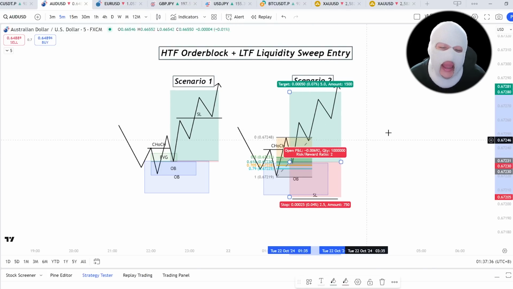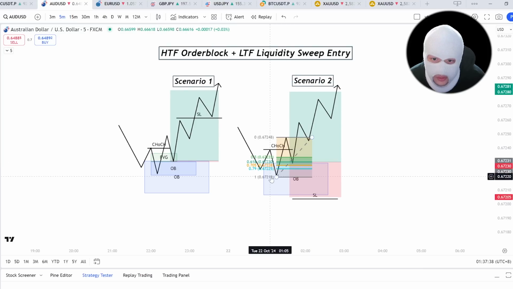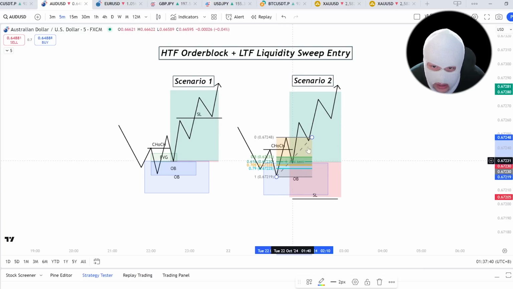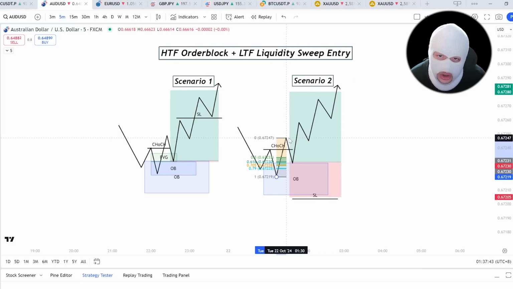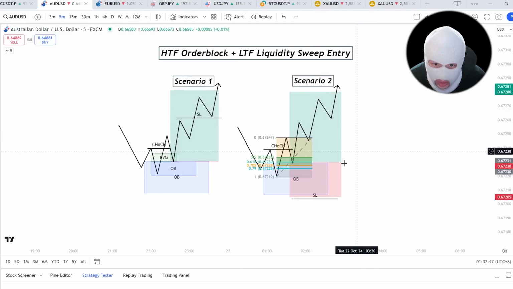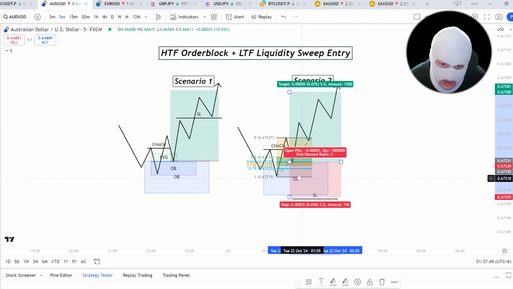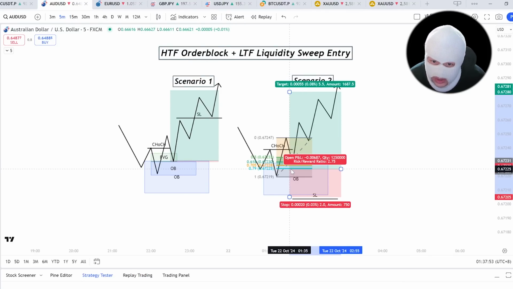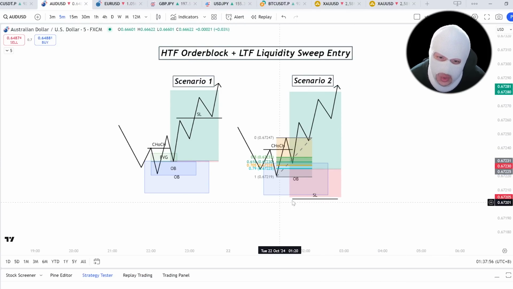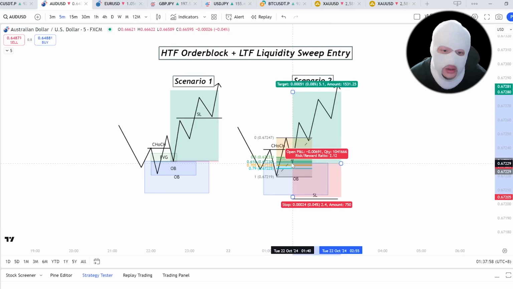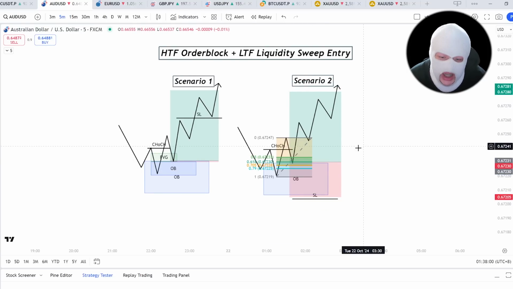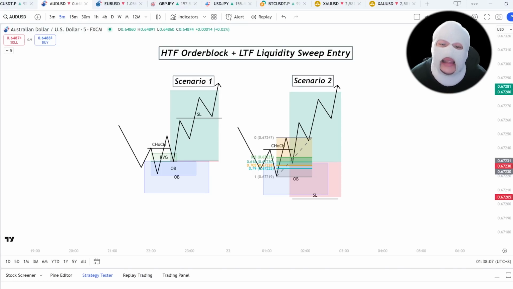We do this by anchoring the Fibonacci tool from the start to the end of the move that caused the change of character. Then we can place a limit order at the 0.62, 0.7 or the 0.79 zone with stop loss at the most recent swing point. Now, this strategy is not limited to any specific time frames. However, your entry time frame should be at least 2 times lower than your reference higher time frame.